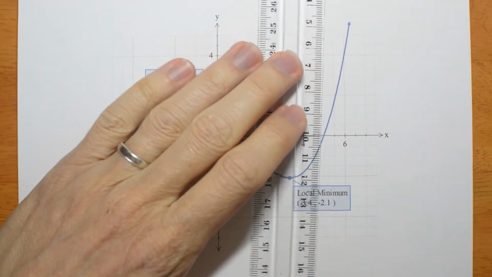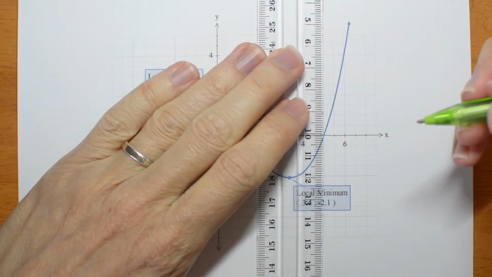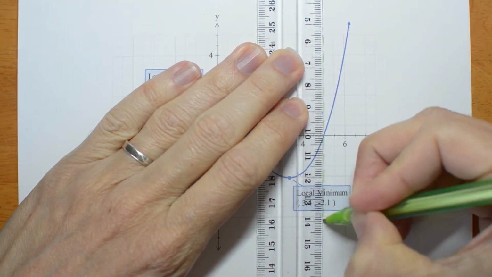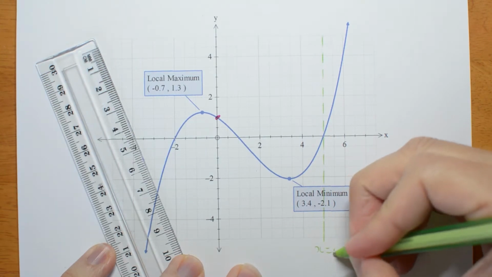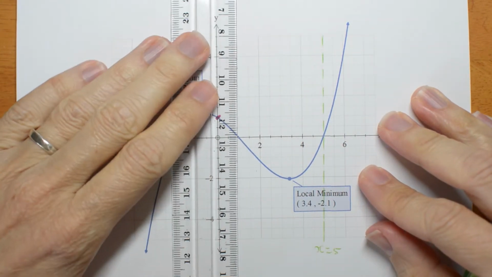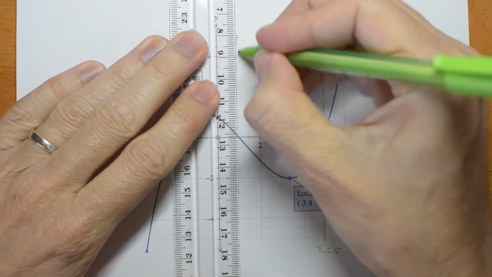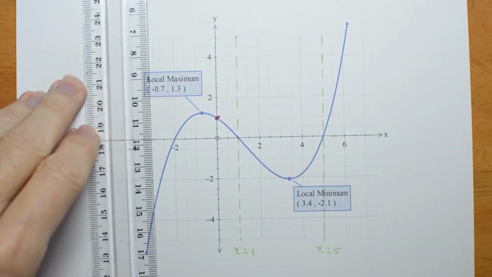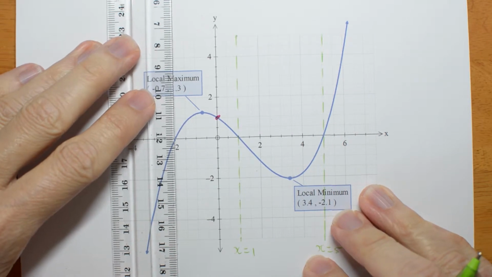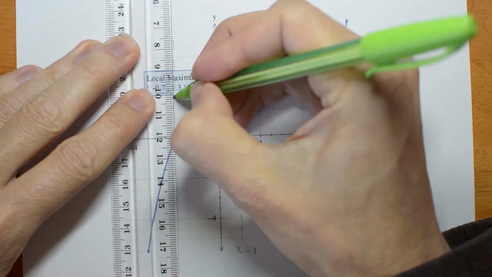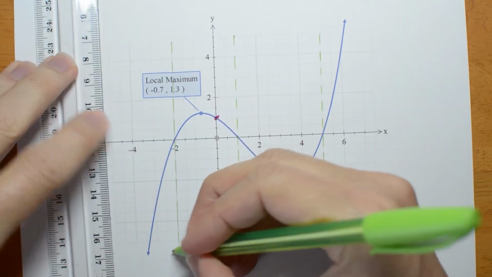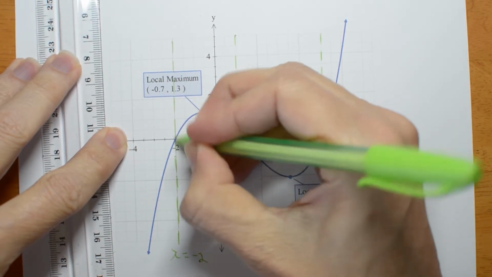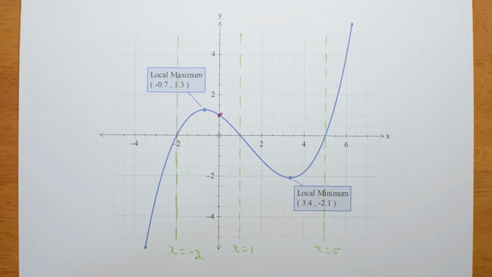X-intercepts of the original function are going to be vertical asymptotes in my reciprocal. So I'm going to have a vertical asymptote at x equals 5. I'm going to have a vertical asymptote here, where the original crosses the x-axis at x equals 1. And I'm going to have another one here, where the original function crosses the x-axis at x equals -2. That was a little bit less clear. Okay, those are some vertical asymptotes.